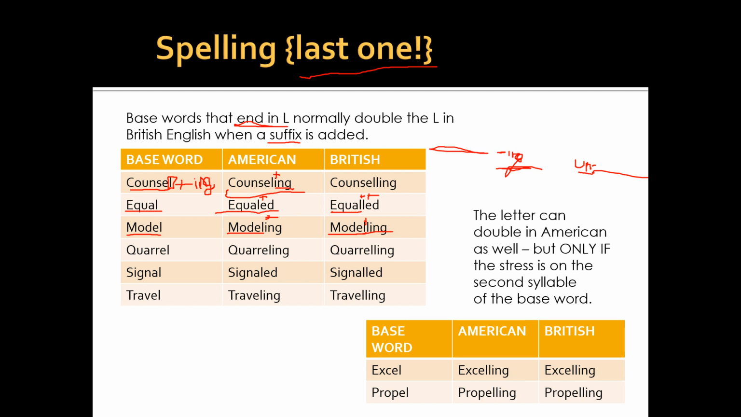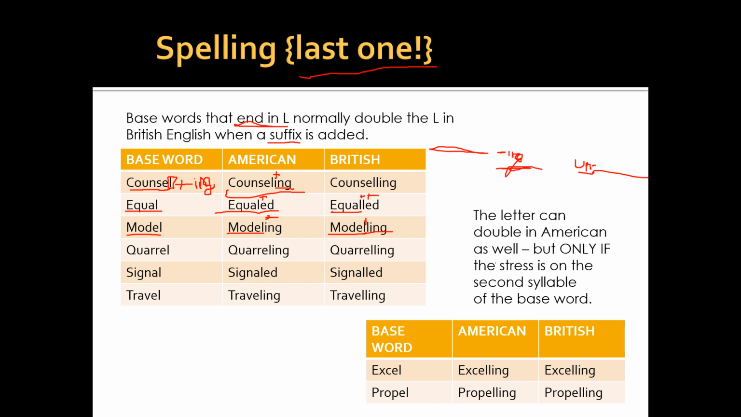So we don't need to see every example, but for your reference, you can see this. The letter can double up in American English as well. Okay, I didn't know that. But only if the stress is on the second syllable of the base word. Guys, do you know what a syllable is? I know it because I've learned it. Oh my god. Okay, I got it back.